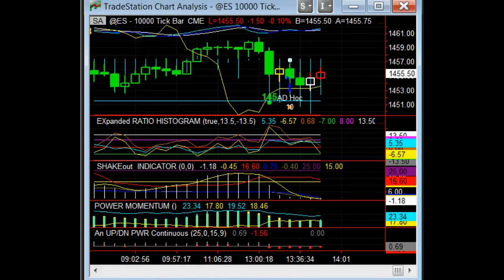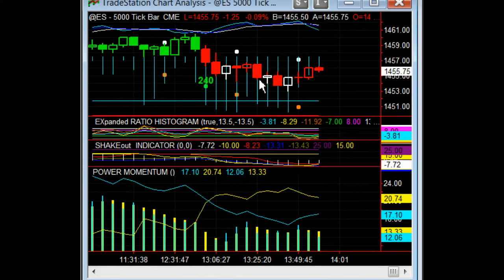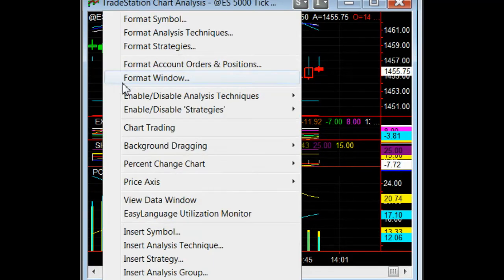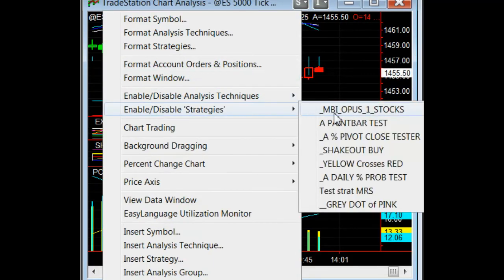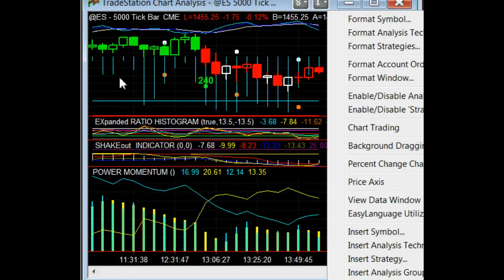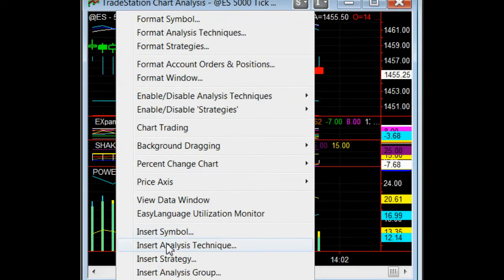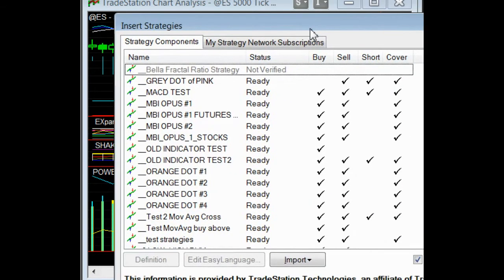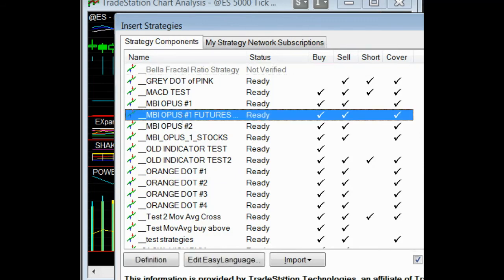And this happened to be the 10,000. I mean, like I said, I hadn't even gotten to the 5,000 one. In fact, I don't even think I have it on here. No, in fact, we were using this chart for regular stocks, so I don't even have it on there. But to do it, we would just insert strategy, and then we can go over to my strategies, and boy, we have quite a few of them. But for sake of argument, what we're looking for is the MBI Opus.